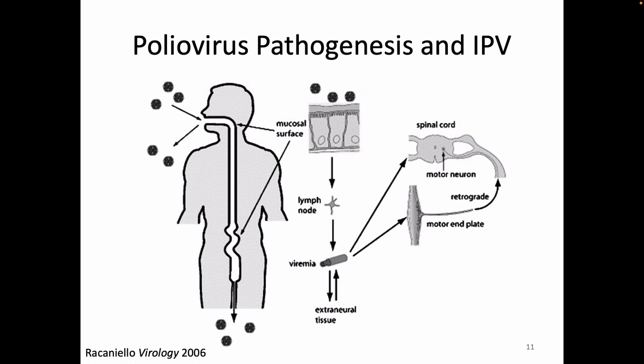However, a small fraction of this virus can actually make its way into the blood from the intestine and eventually go into neurons to lead to paralysis. It is a very small fraction. My brain wants to say 1%, but I have no evidence supporting that right now.